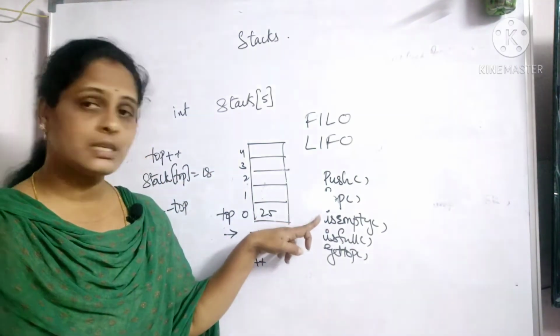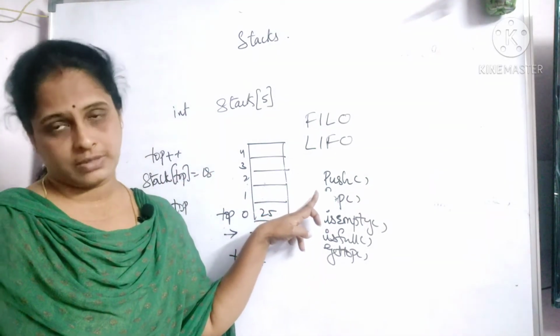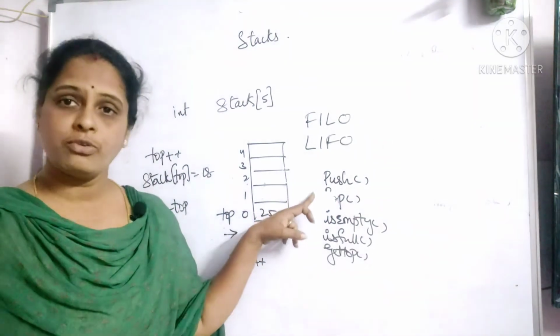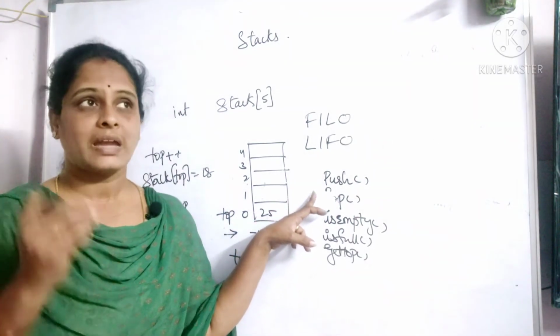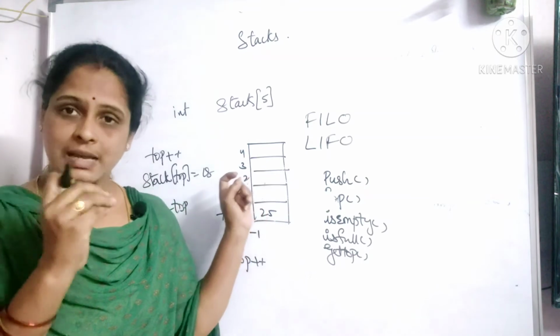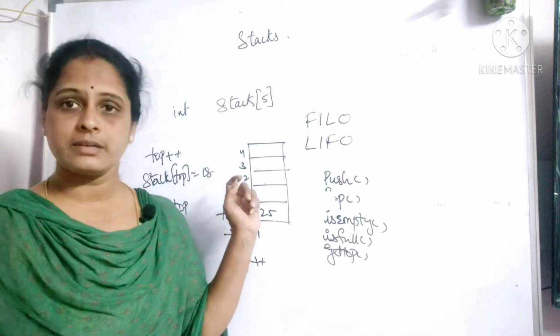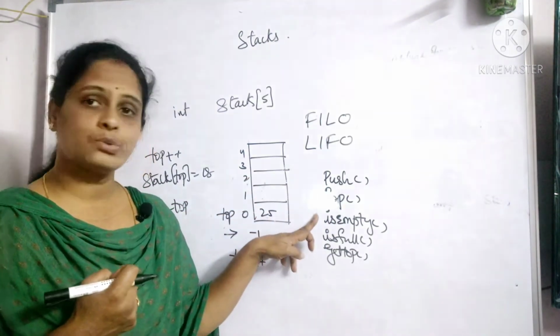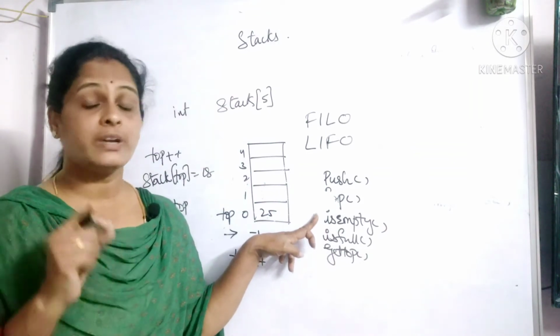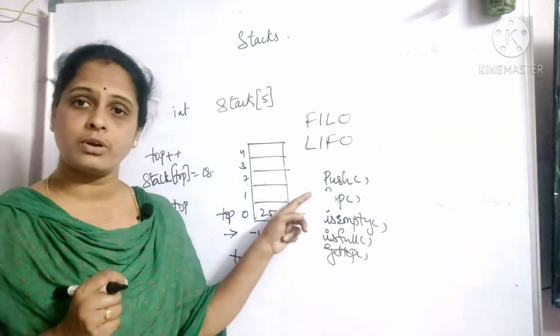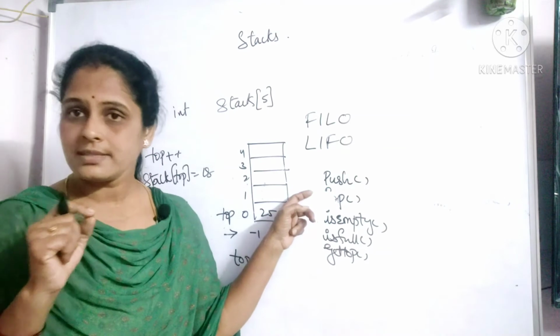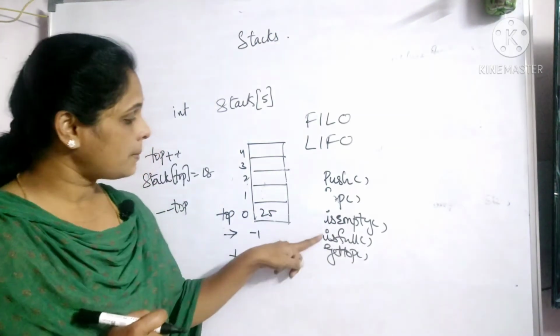And when do I check this one? Before the delete operation, that is before performing a pop operation, I need to check whether there is something in the stack so that I can remove it. So for that, I need to check whether it is empty. If it is not empty, then only I can perform the pop operation. Otherwise, I cannot perform it.